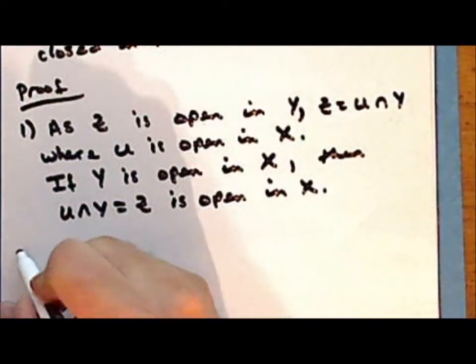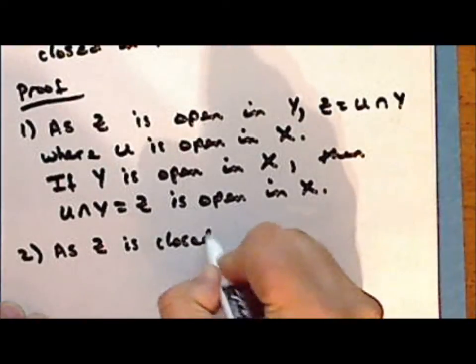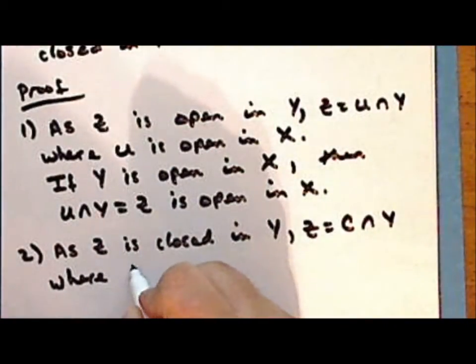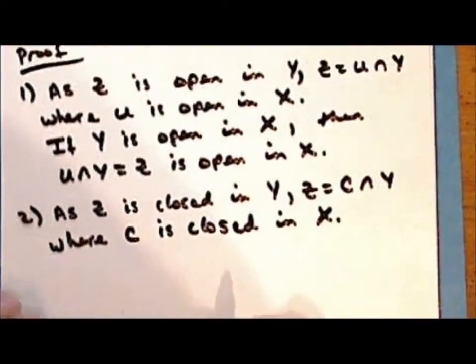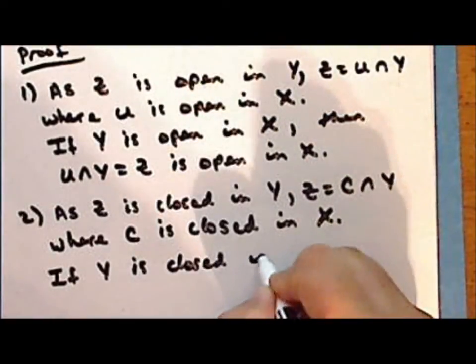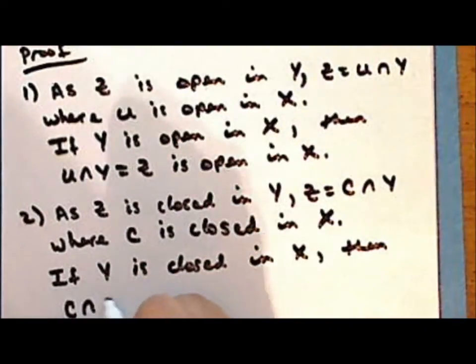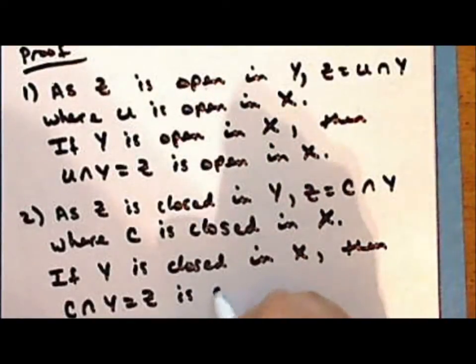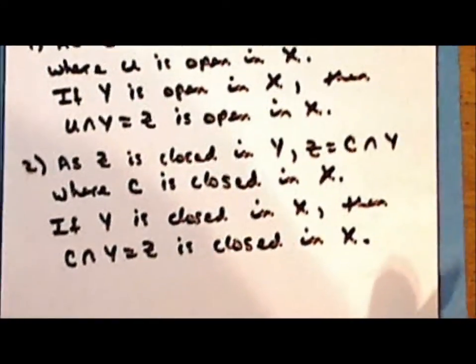So second statement, as the set Z is closed in the subspace Y, Z is equal to the intersection of a set C with Y, where the set C is closed in the ambient space X. So if the set Y is closed in the ambient space X, then the intersection of C and Y, which is the set Z, is closed in the ambient space X, as it is an intersection of closed sets.